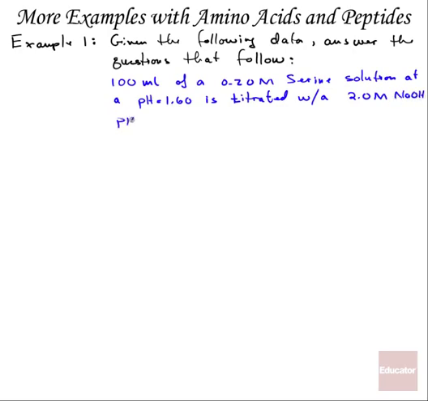Okay, so the pK1 equals 2.21. We have a pK2, which is the pKa of the amino. That is equal to 9.15. And then I'll go ahead and give you the molar mass. I'm just going to write mm for molar mass, and this happens to be 105 grams per mole for serine.